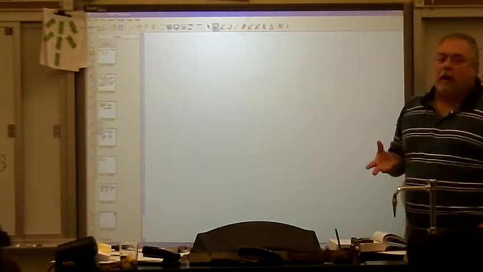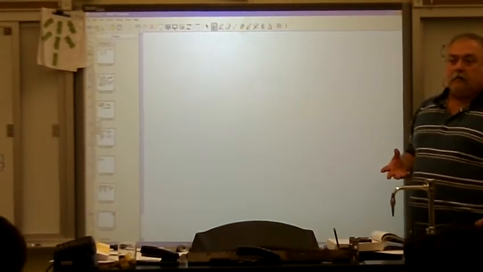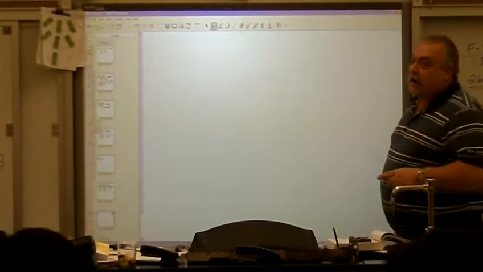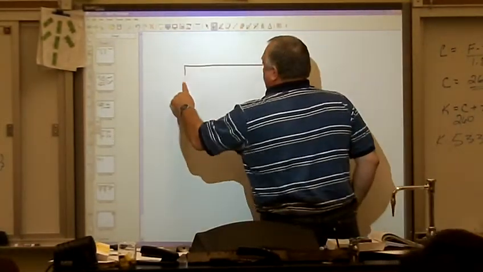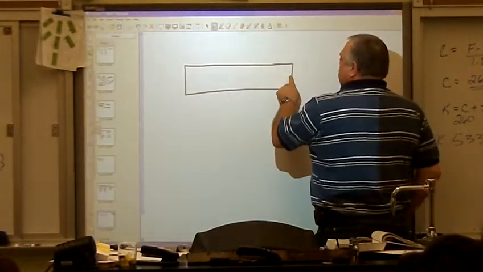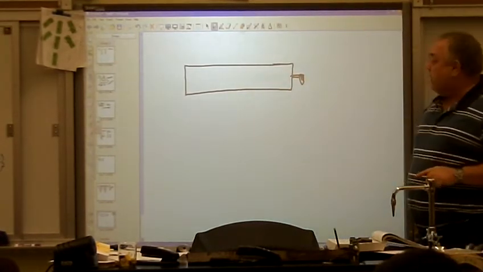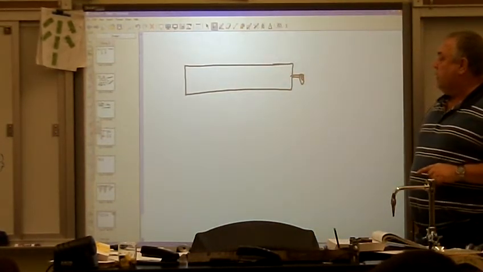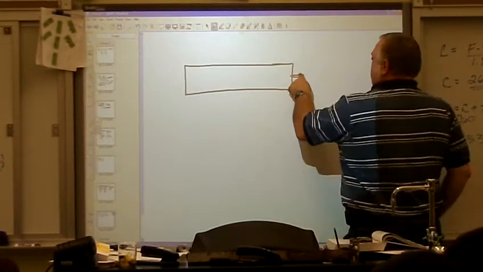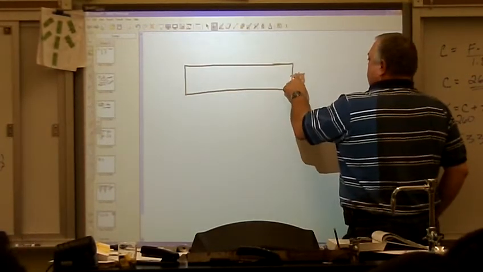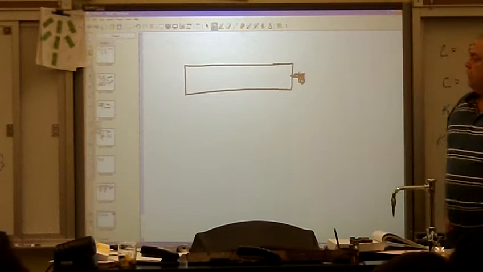I can solve an equation using the combined gas law. If you guys remember back, we had a problem that looked like this not too long ago. I had a container, an aerosol spray can.